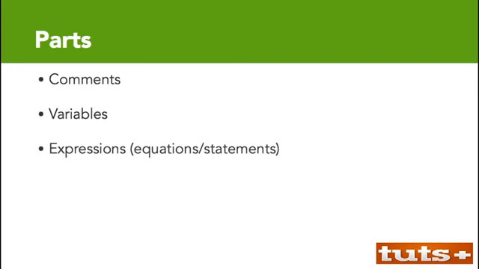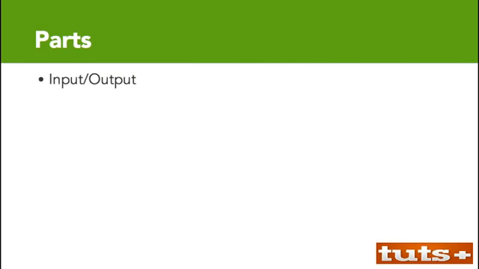Each programming language has the same basic parts. Let's do a quick review. Comments. Comments can be single line or multi-line. Variables include the data type and the name. Expressions, which are equations or statements. Decisions, such as if something is true. Loops, which allow the program to repeat. Input and output, which can be from the console or files. And methods. Some languages refer to methods as functions. And there are more parts, but those are the ones we want to concentrate on for now.